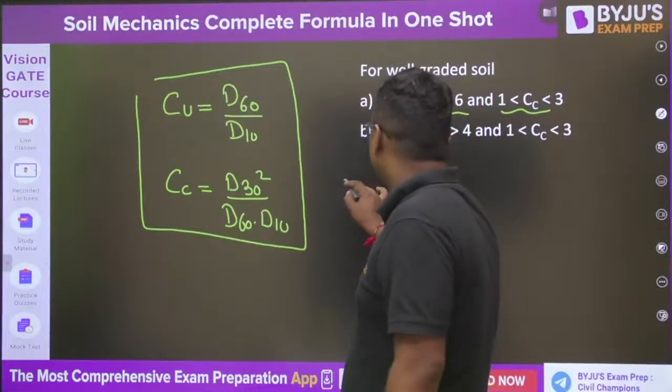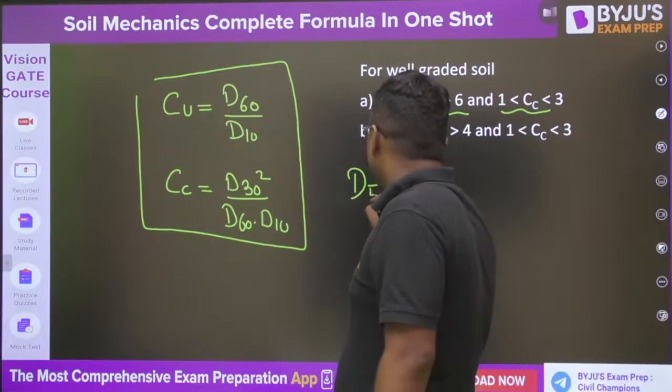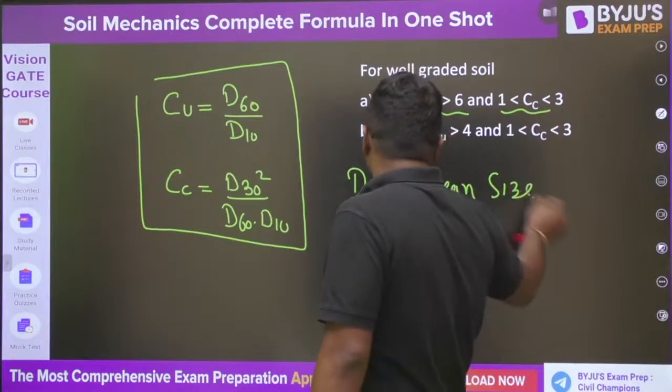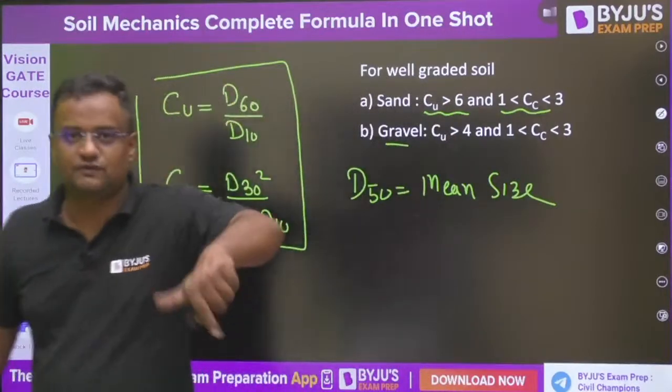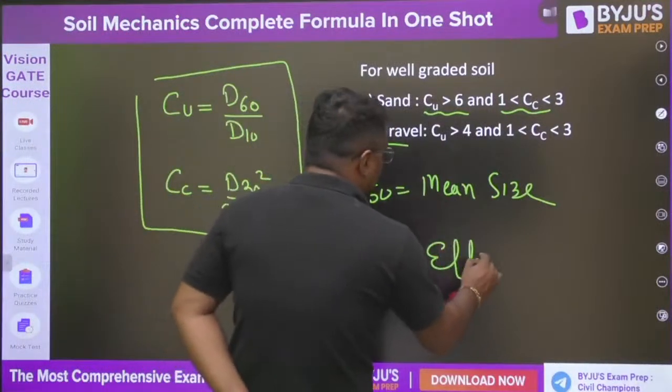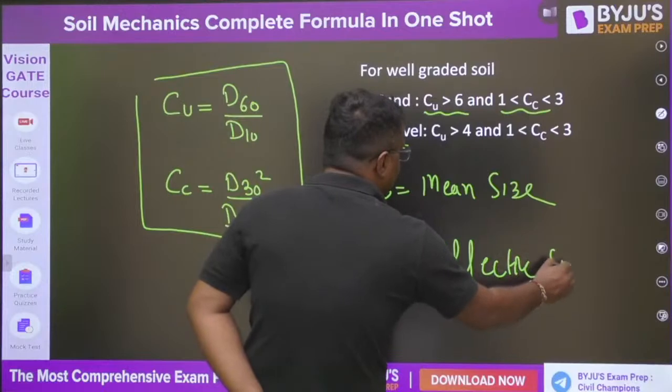Guys, can you tell me what D50 means? D50 means mean size, that diameter below which 50% particles are finer, that means 50% are bigger, so it is mean size. And what is effective size? Can you tell me in the comment box? What is effective size?